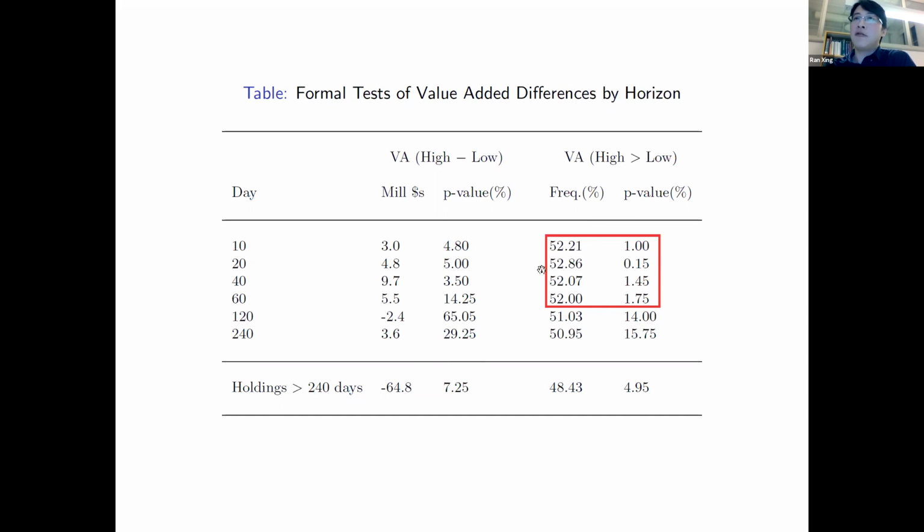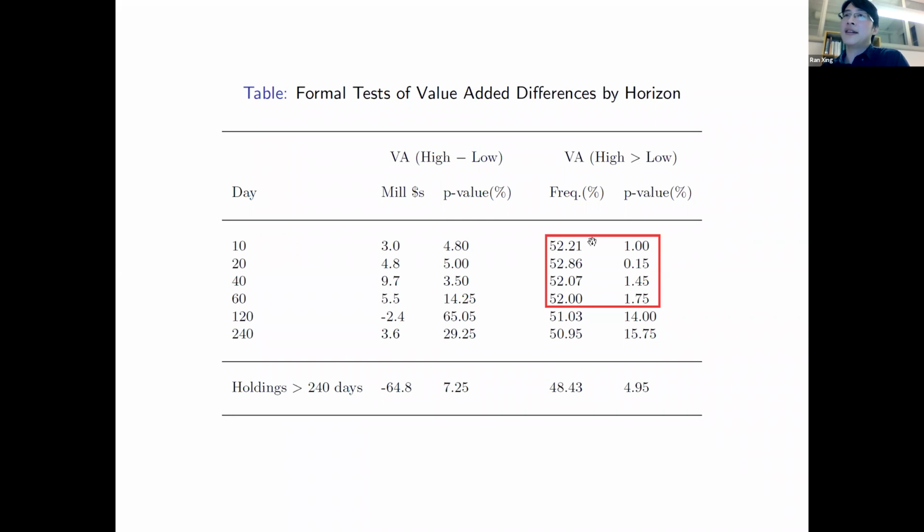So on average, if the high turnover funds are not more likely to add value, then the frequency should be 50%. So in 50% of the days, high turnover funds have higher value added than low turnover funds from their short-term holdings. But from the results reported here, we can see that for holdings shorter than 60 days, the high turnover funds in 52% to 53% of the days have a higher value added than low turnover funds. So that means indeed high turnover funds are more likely to profit from their short-term holdings.